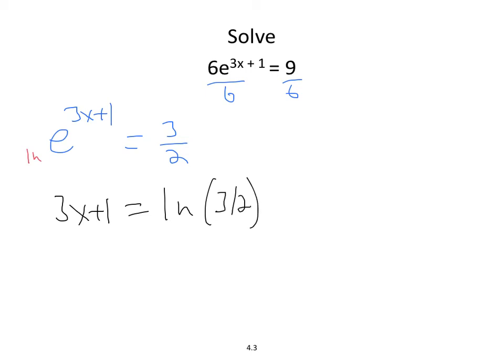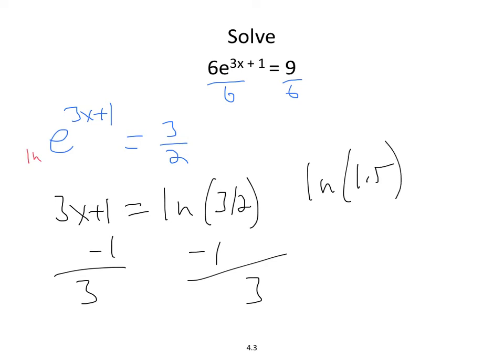And then you're going to grab your calculator. Well, actually, I'm going to subtract 1. Then divide that answer by 3. So on my calculator, I would type in ln of 1.5, close it, subtract 1. I'd probably hit equals, and then I would divide by 3. And that'll be what that answer is.